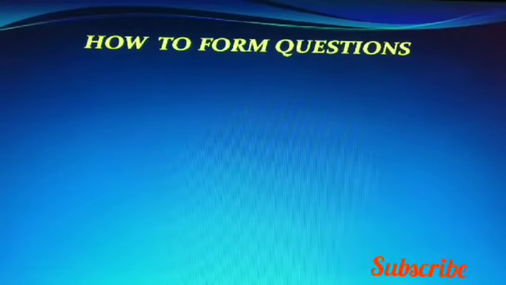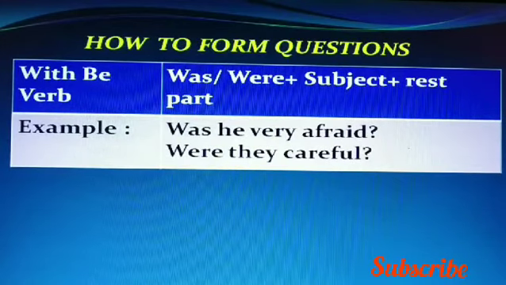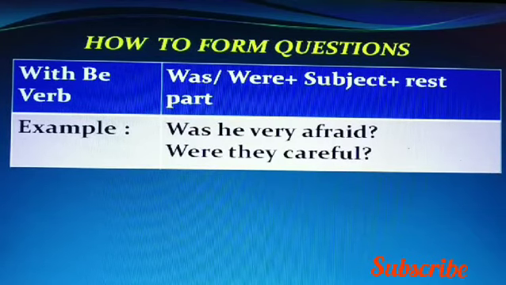Now, how to form questions? Look at this chart. With be verb, first we use be verb, then subject, then rest of the part. Examples: Was he very afraid? Were they careful?